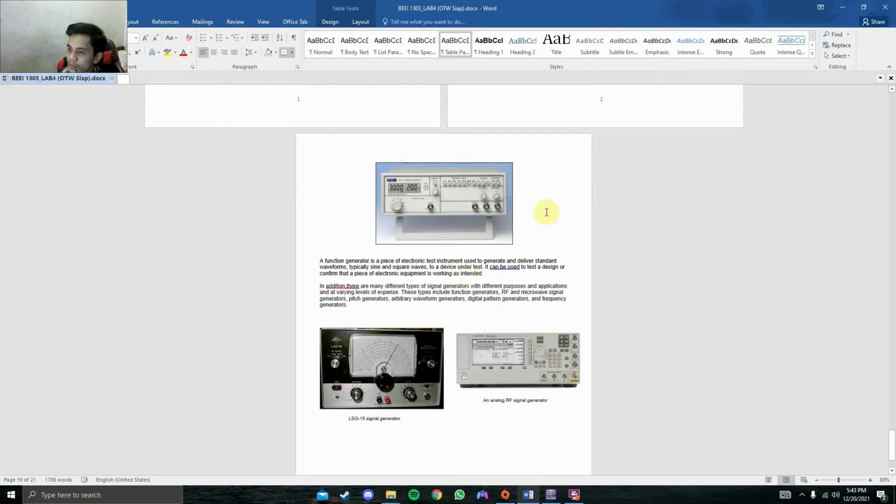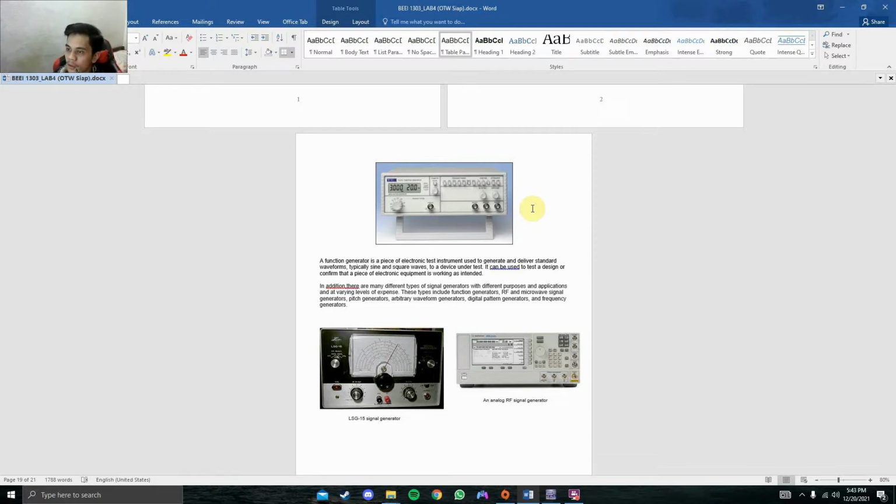The function of function generator. A function generator is a piece of electronic test instrument used to generate and deliver standard waveforms, typically sine and square waves, to a device under test. It can be used to test a design or confirm that a piece of electronic equipment is working as intended.